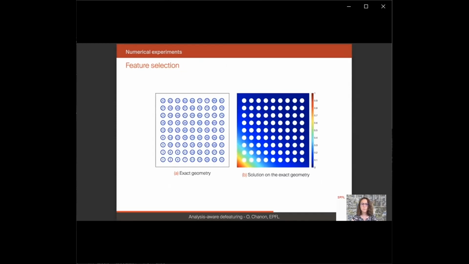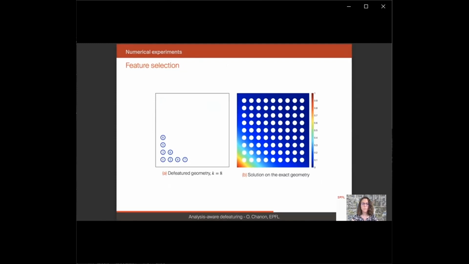Finally, in this second experiment, we consider the geometry on the left that contains 81 holes, and the Laplace problem that gives the exact solution on the right. Let K be the number of features contained in the defeatured geometry. That is, the defeatured geometry will contain the Kth first features according to the numbering in the left image. For example, when K equals 8, the defeatured geometry has 8 holes and is as the image on the left. When K equals 59, the defeatured geometry is that one instead.